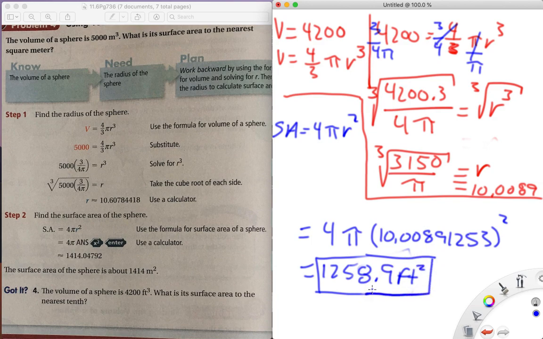Okay. So that's this section, 11.6, surface area and volume of spheres. Hope you guys have a great day.